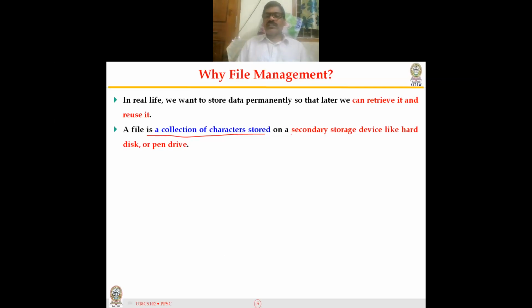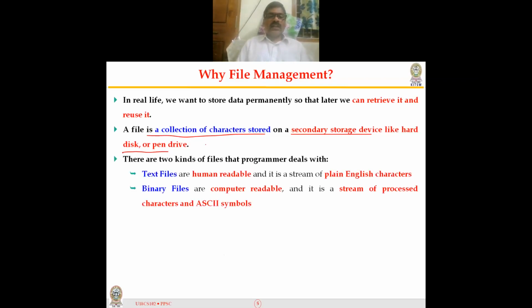And generally the files are stored on secondary devices like hard disk or pen drives. You can store the data in the form of files. And in C language, there are two different kinds of files that it is providing for us. One is text files and another one is binary files. So these are the two types of files that we can implement in C language.